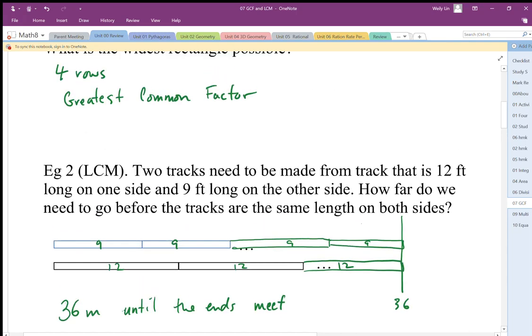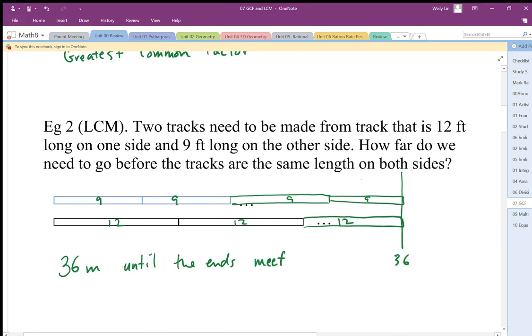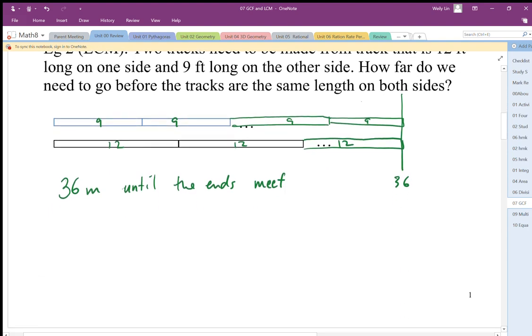So here we have a common side length problem. That's a greatest common factor problem. Here we have a common multiple problem. So this is a lowest common multiple problem.